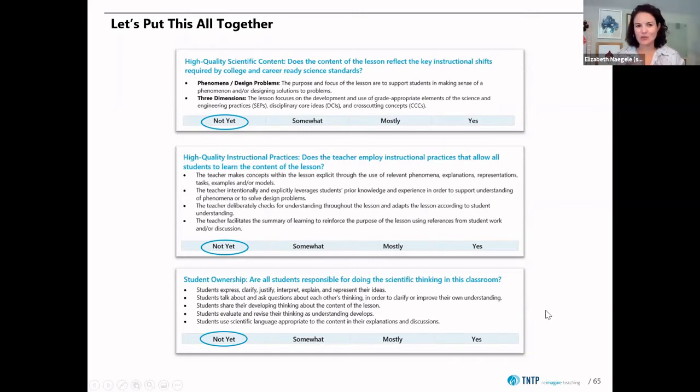And then we really didn't hear students speaking at all in this 5 minutes that we watched. So they participated in the chant, but they didn't express any of their ideas or do any discussion around the content of the lesson. So for that reason, this earns a not yet on those 3 indicators.